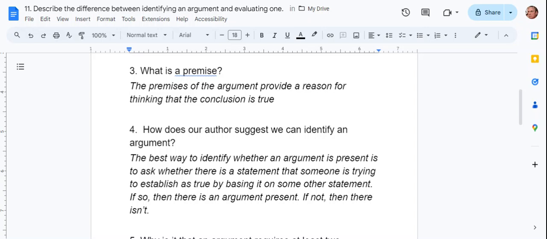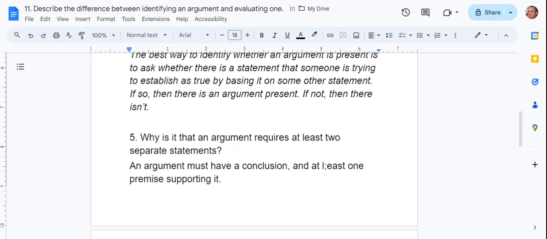If I say a single statement, Phillies are the best team in baseball, that is not an argument. That is a statement. If I start to try to support that claim, the Phillies are the best team in baseball, by making a bunch of other statements which are clearly intended to give us reason to think that the main point is true, then I have an argument. So really, we have to use our reading knowledge. Ask ourselves whether there's a statement that someone's trying to establish, and whether they're trying to establish it by basing it on some other statements.